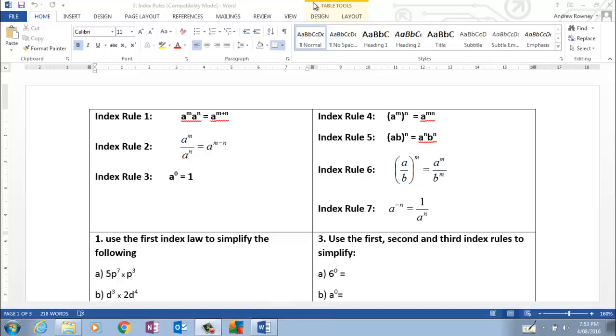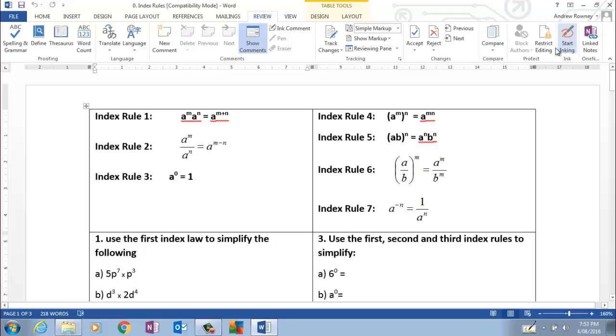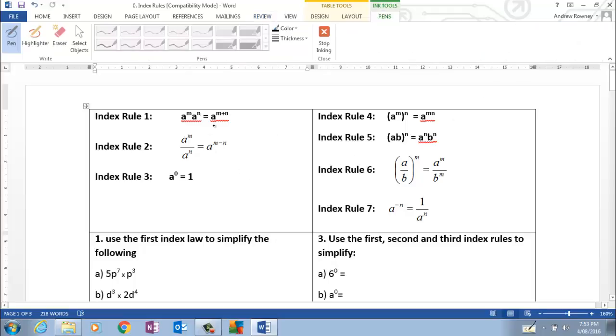Okay, now we'll look at some indices. This is things that are to a power. Usually we call the number on the bottom the base and the number on the top the power. So for example, 2 to the power of 3, 2 is the base, 3 is the power. That means 2 times 2 times 2.